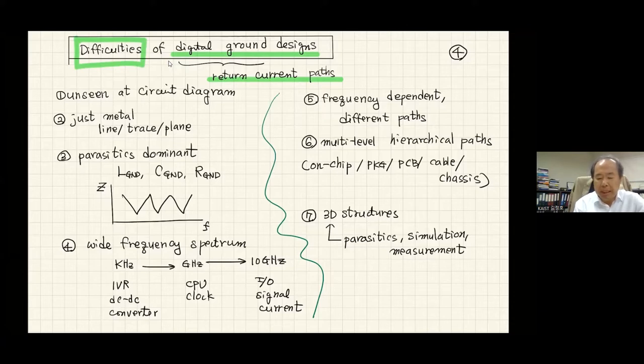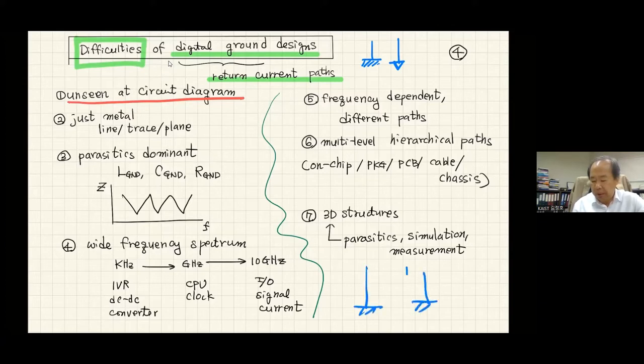Number one is, I think, that it is unseen in the circuit diagram. In a circuit diagram, we usually describe ground with this waveform or this form. And when we have two grounds, of course, current has to come back, and we are not seeing anything in this ground. So it is a kind of black box.